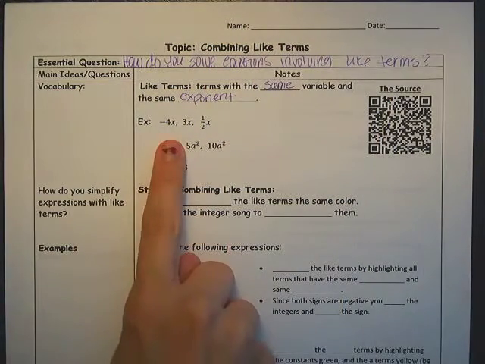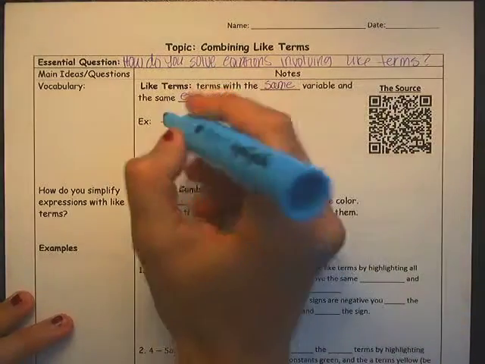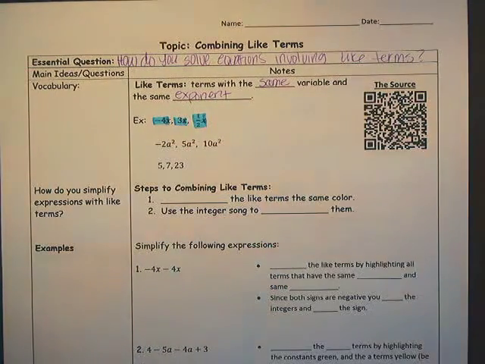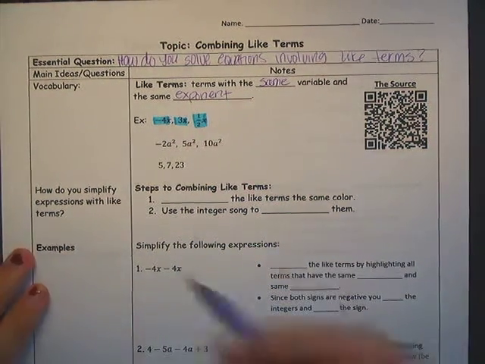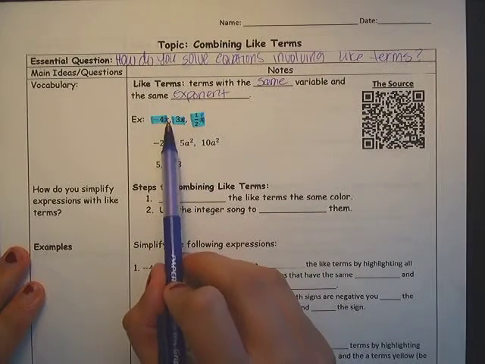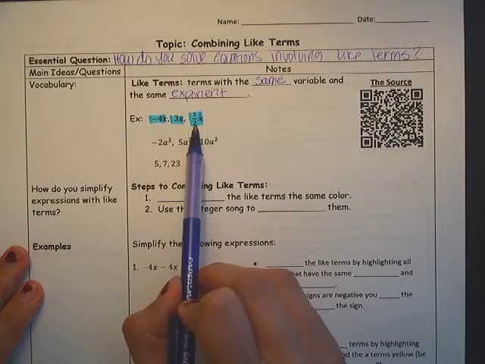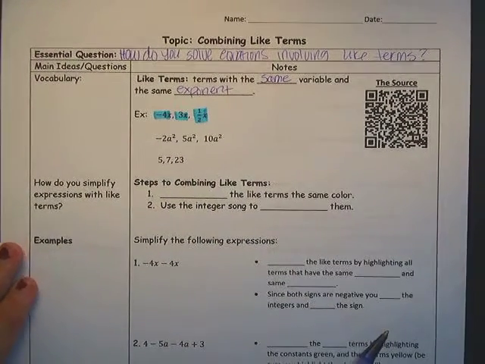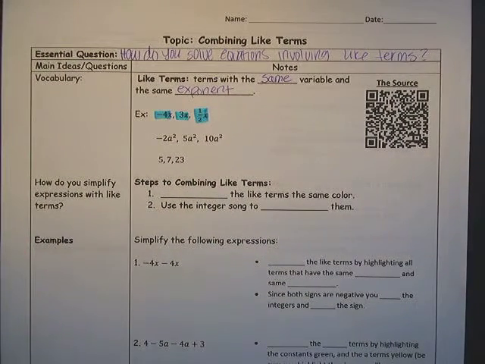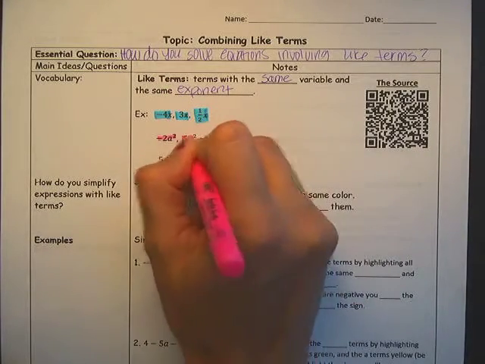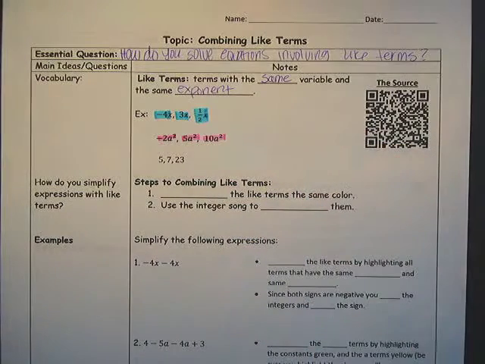For example, negative 4x, positive 3x, and 1/2 x are all like terms because of the variable x. Although there is no exponent, each of these variables is raised to the first power, so they also have the same exponent. Now here you can see another set of like terms: negative 2a squared, 5a squared, and 10a squared are all like terms.